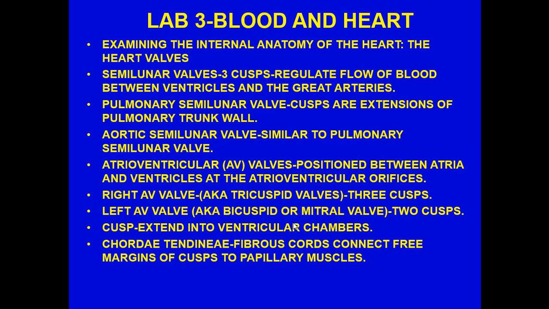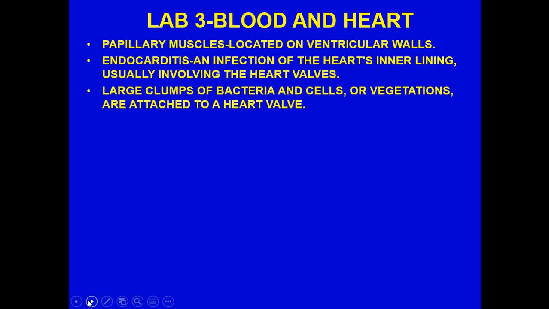The atrioventricular valves, AV valves, are positioned between the atria and the ventricles at the atrioventricular orifices. The right AV valve, otherwise known as tricuspid valve, has 3 cusps. The left bicuspid or mitral valve has 2 cusps. The cusps are extensions, as I said, of the ventricular chambers. The chordae tendineae are fibrous cords that connect free margins of the cusp to the papillary muscles. Now, the papillary muscles are located in the ventricular walls.